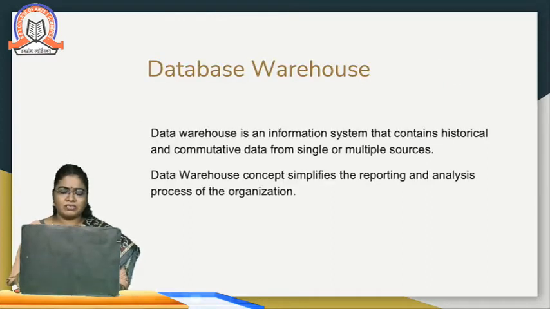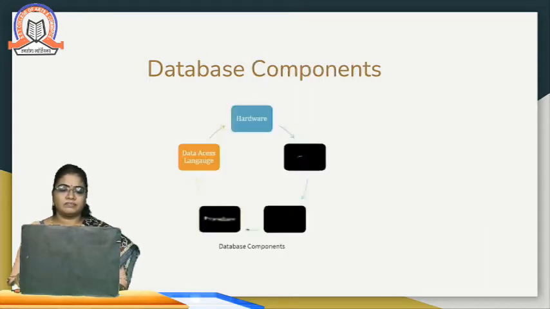Data warehouse, where the databases are stored, is called a data warehouse. A data warehouse is an information system that contains historical and cumulative data from single or multiple sources. The data warehouse concept simplifies the reporting and analysis process of the organization, which is helpful always to refer the data for the improvement.